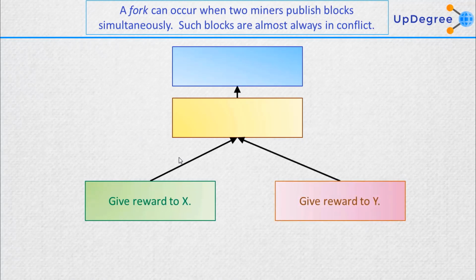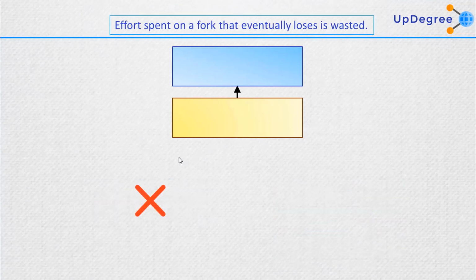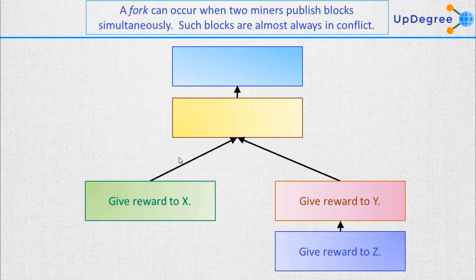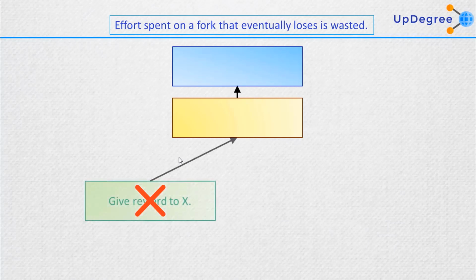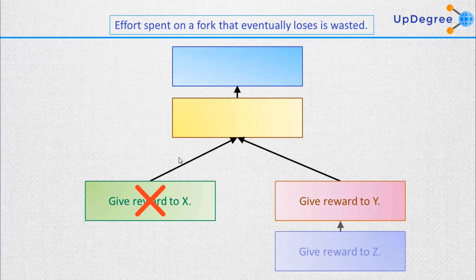So give reward to X, give reward to Y, and give reward to Z. If you give rewards to everyone without even mining, the effort spent on a fork that eventually loses is wasted. So that's the reason you should be very careful in giving the reward to only X, Y, or Z.